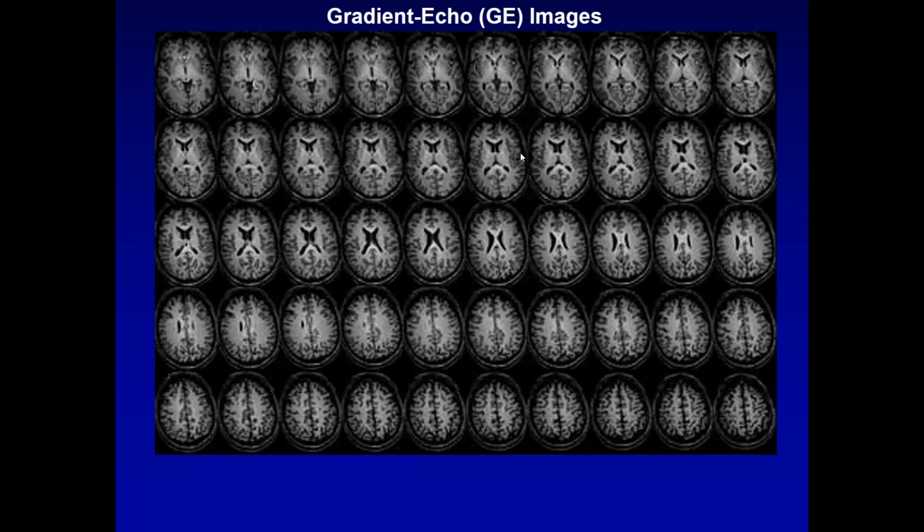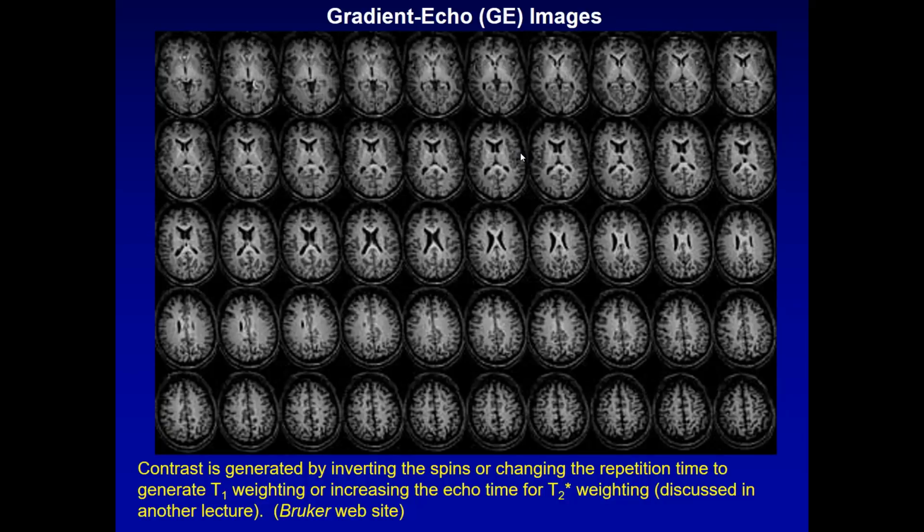Here's an example of gradient echo images taken from Brooker's website. They have used a variation of the sequence that nulls CSF, so that the ventricles and the sulci come out dark in these pictures, and the white matter is bright. So this is multi-slice imaging. And you can change the repetition time to get T1 weighting in the image. You can increase the echo time to increase the T2 star weighting. That's described in another lecture.